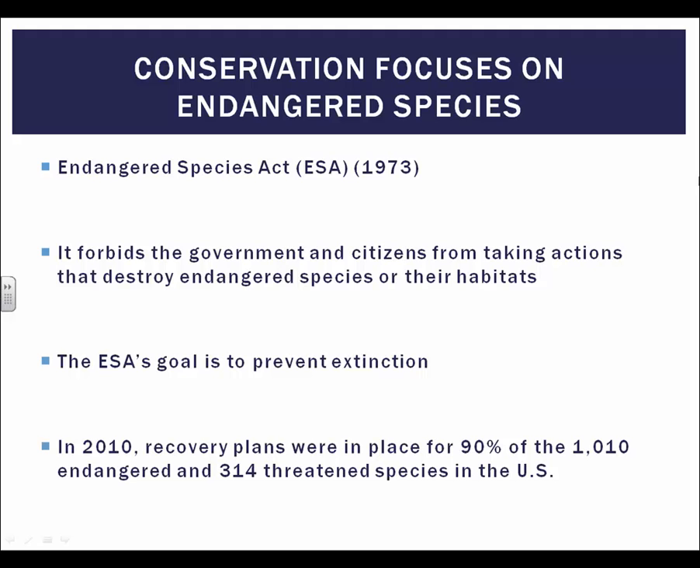So conservation obviously focuses on endangered species. The Endangered Species Act of 1973 is the primary legislation for protecting biodiversity in the U.S. It forbids the government and citizens from taking any actions that might destroy endangered species or their habitats, or even trading in products made from endangered species. The Endangered Species Act promotes the prevention of extinction by enabling populations to recover and by stabilizing declining populations. So in 2010, recovery plans were in place for 90% of the little over 1,000 endangered and 314 threatened species in the U.S.